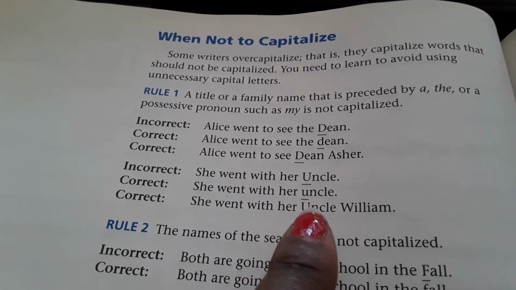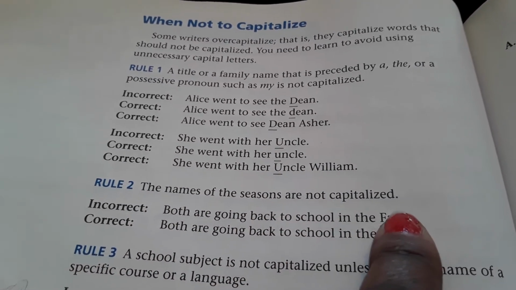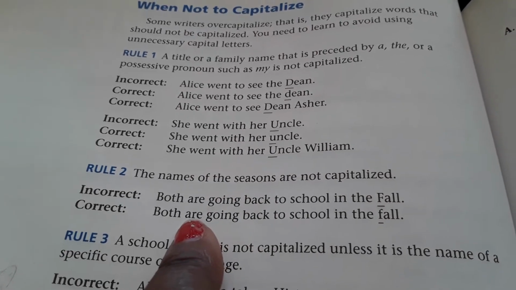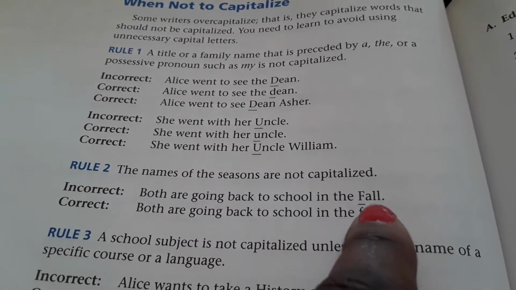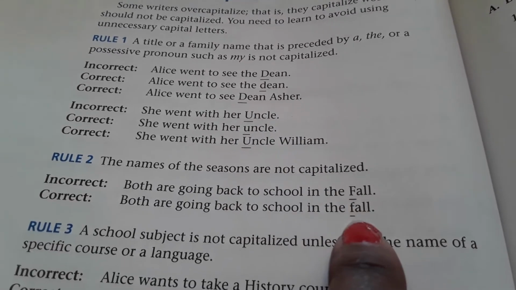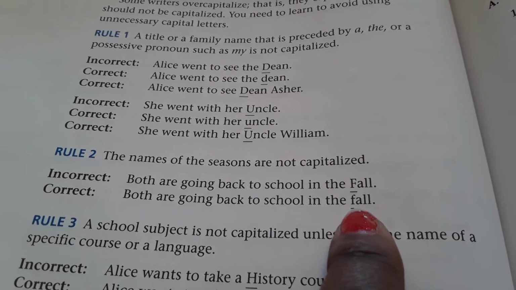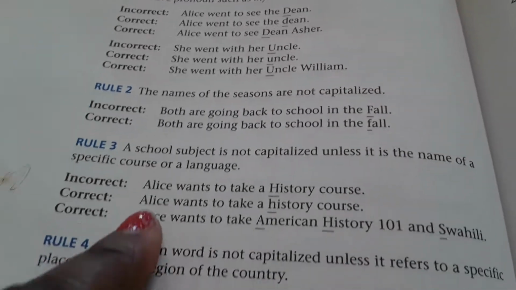Please see the difference. Next one, the names of seasons are not capitalized, right? So I'm not going to say both are going back to school in the Fall. I'm not capitalizing fall, summer, winter, spring, none of that. It should not be capitalized. This is the correct way. I'm going back in the fall. Boom, small letter, small letter. Should not be capitalized.